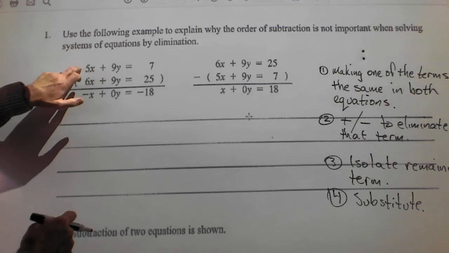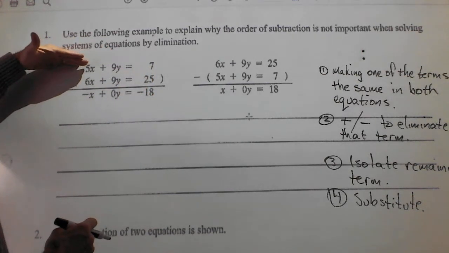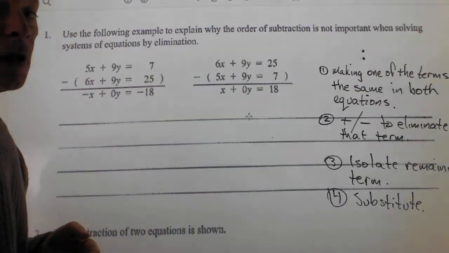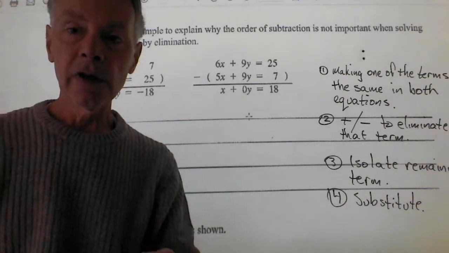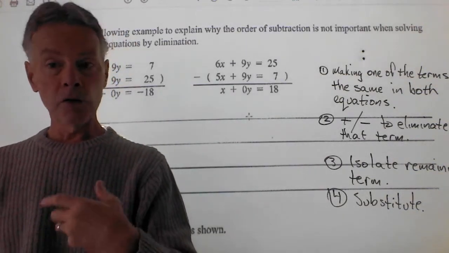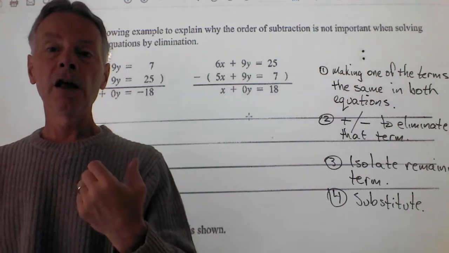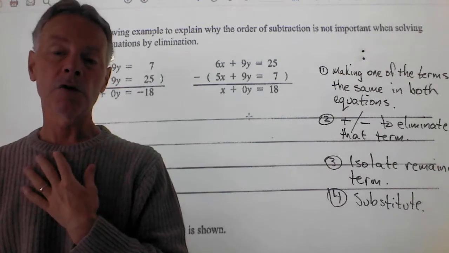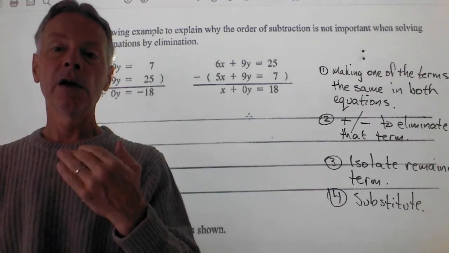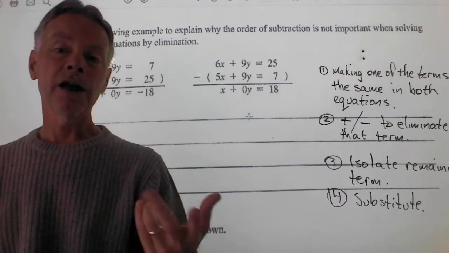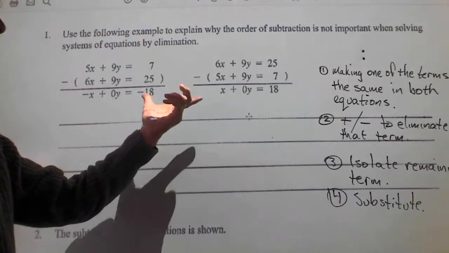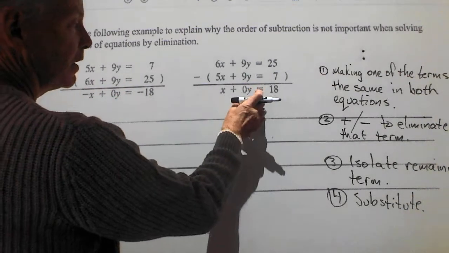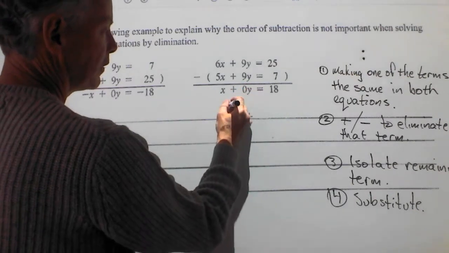In this one, the 5x plus 9y equals 7 is on top. On this one, the 5x plus 9y equals 7 is on the bottom. So your order of subtraction is different. Now, typically, when you were very first taught subtracting, you were taught that the order is very important. And the reason the order was important then is because depending on the order that you subtract, you'll get either a positive or a negative answer. In this case, it doesn't matter because of the last step in isolation.